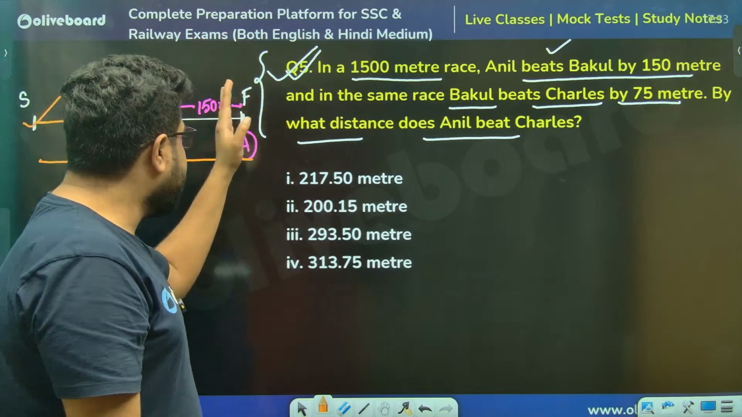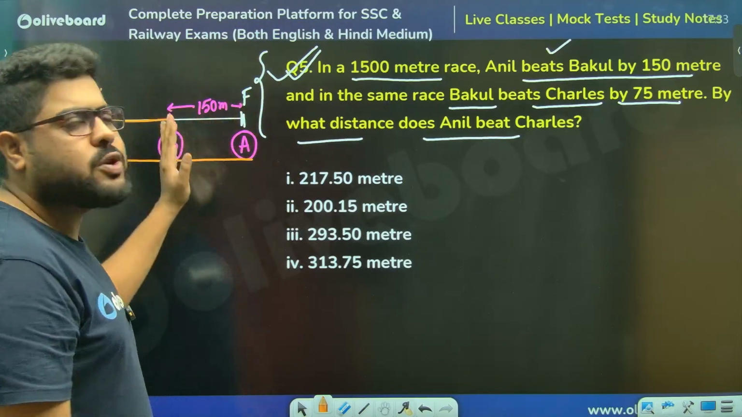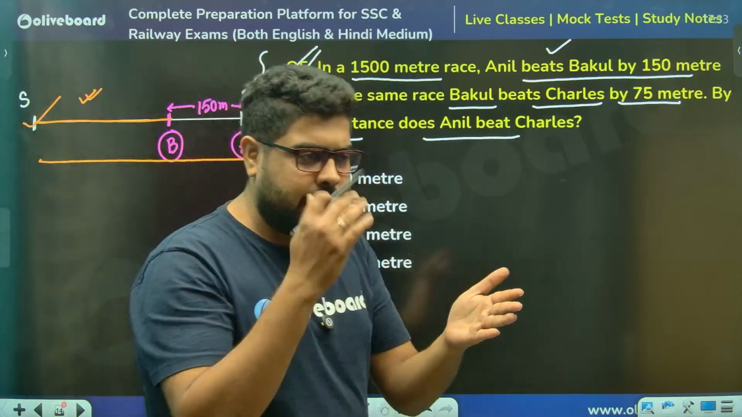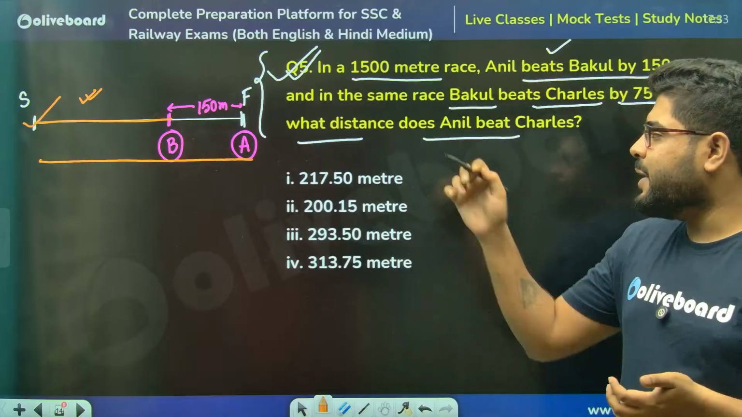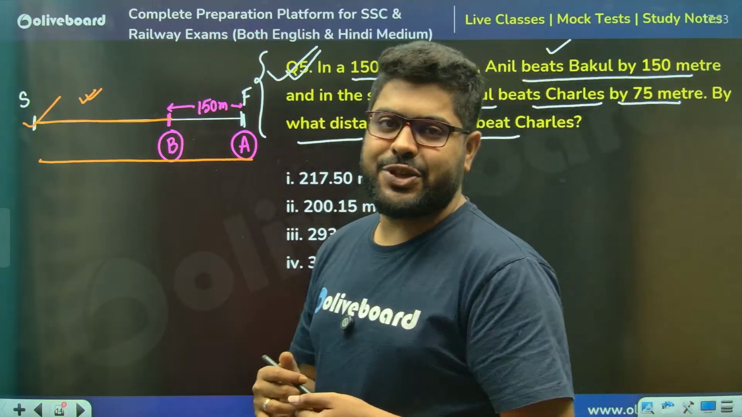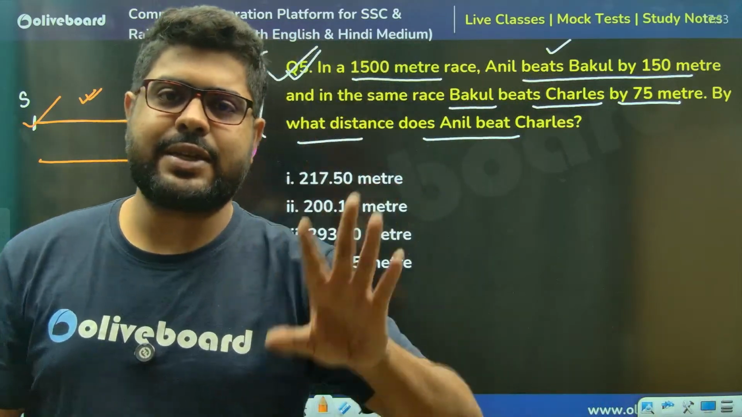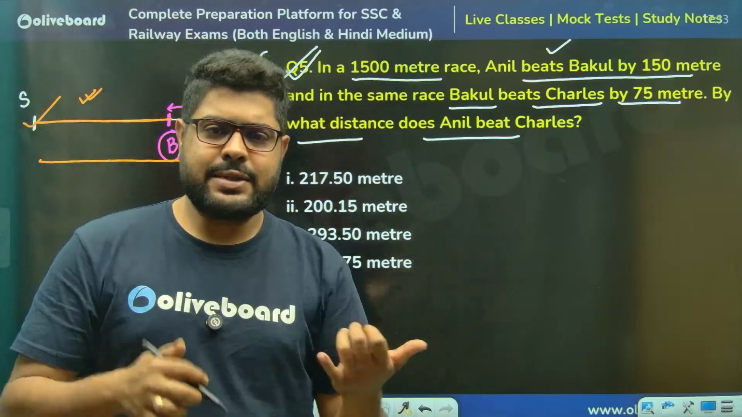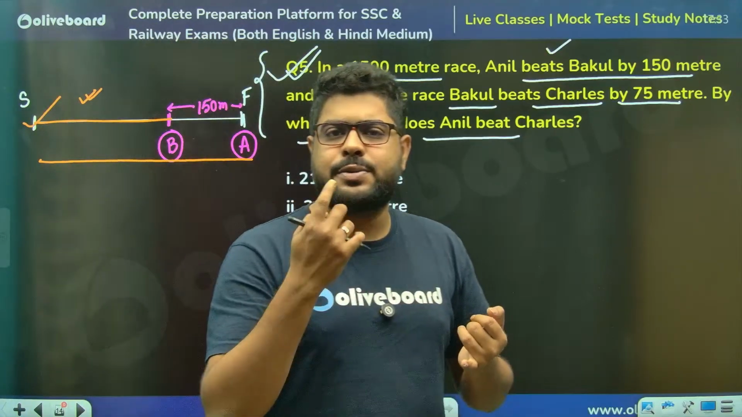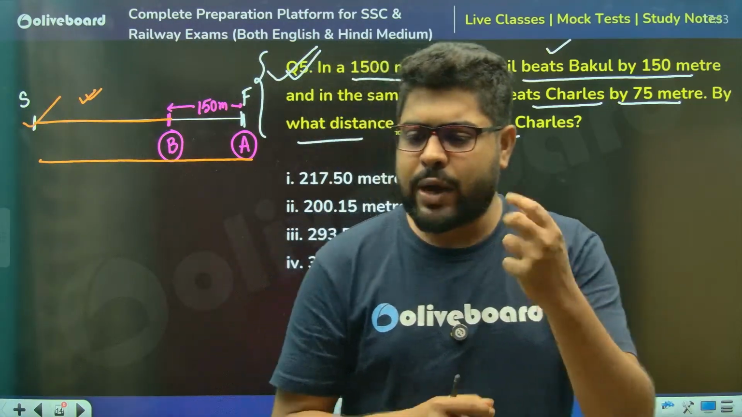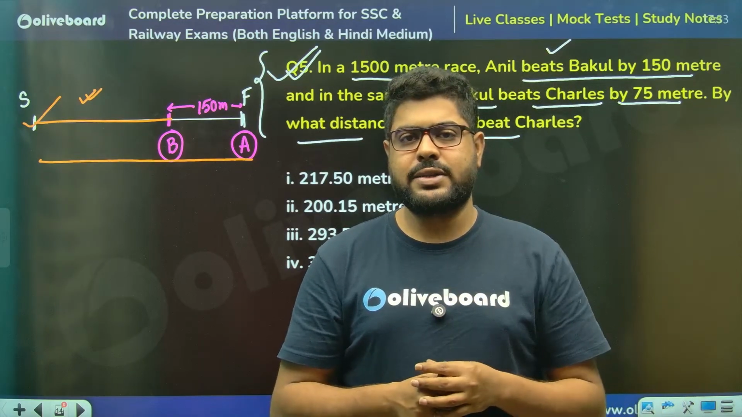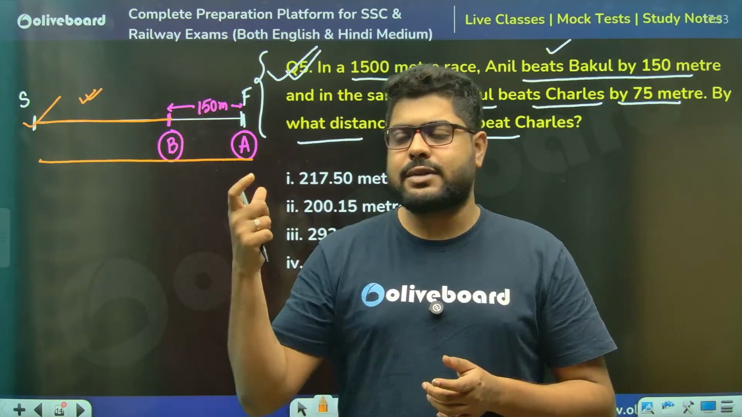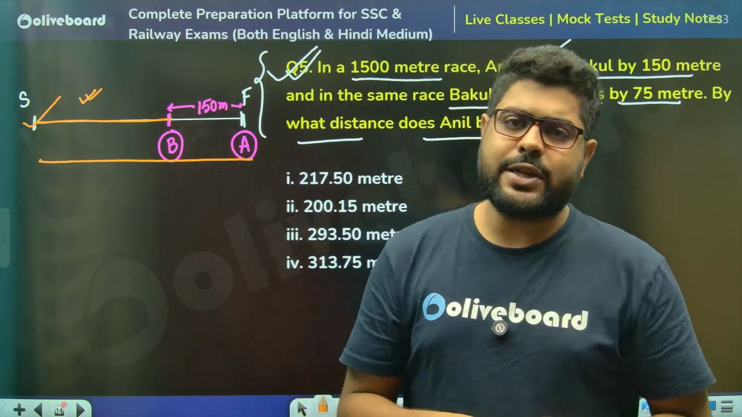Now, by the time Anil has gone this much, Bakul has gone only this much. Time is the same; both have run for the same amount of time. So if time is constant, speed ratio is nothing but distance ratio. If a car is going at 60 kilometers per hour, how much will it travel in 2 hours? 120 kilometers. And another car is going at 80 kilometers per hour.